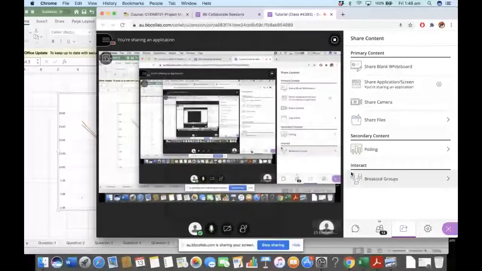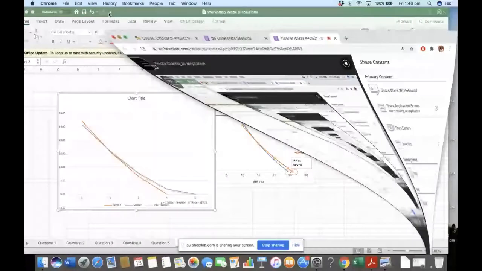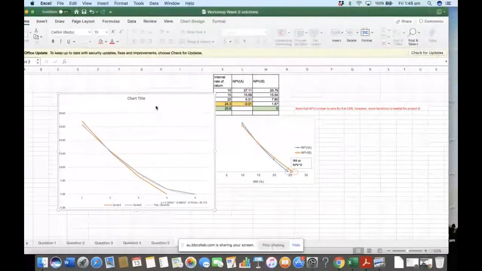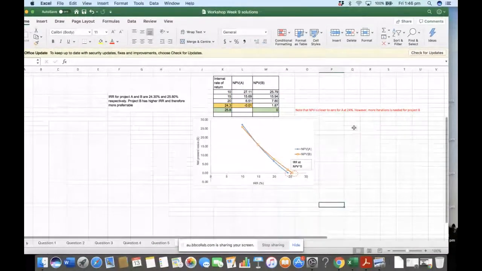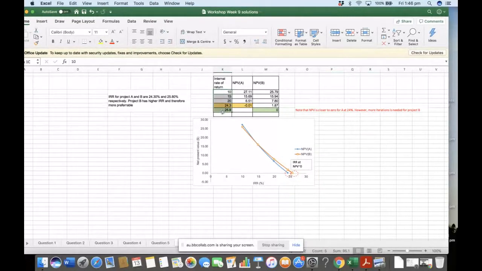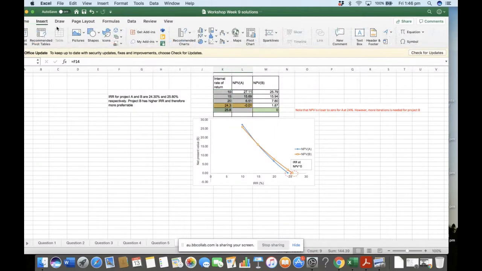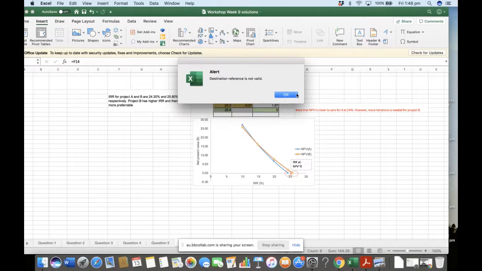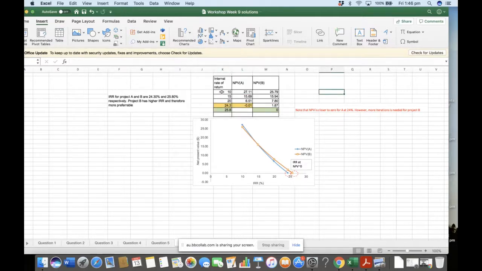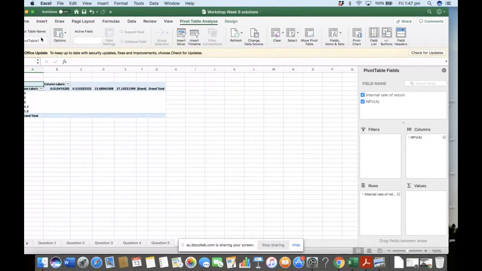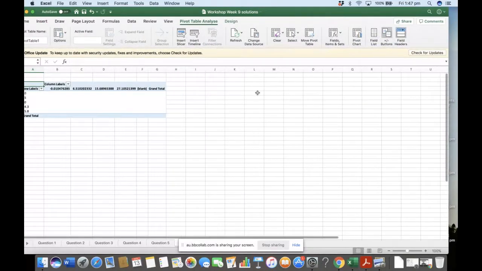You guys can also try it out in your Excel. Did I select something wrong? Yes, I did select something wrong. So let me try and do this again. We select the internal rate of return and we select the net present value. Okay, let us first try to just put this to. I'm not sure what's wrong with this.